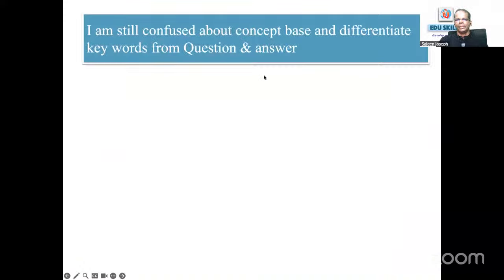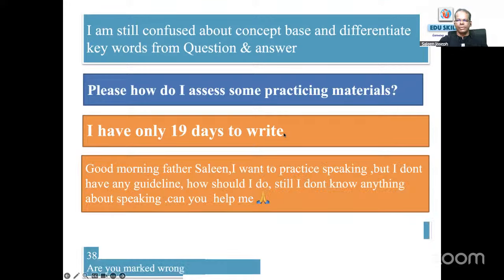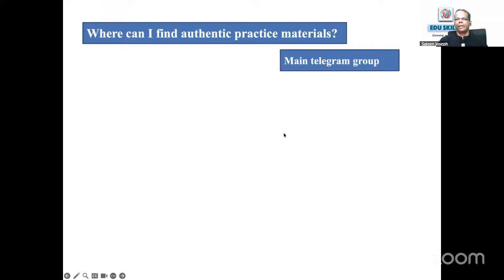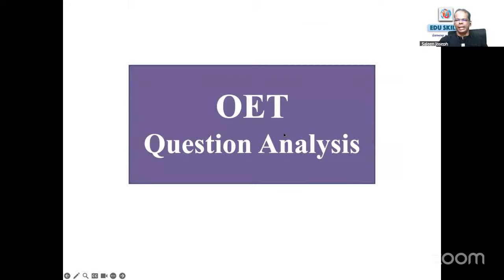Now the thing is, I am still confused about concept base and differentiate keywords from question. Actually, this is concept based and differentiating keywords. Rest of them we will read later. There are many concerns. Where can I find authentic materials? We'll come back to it at the end.